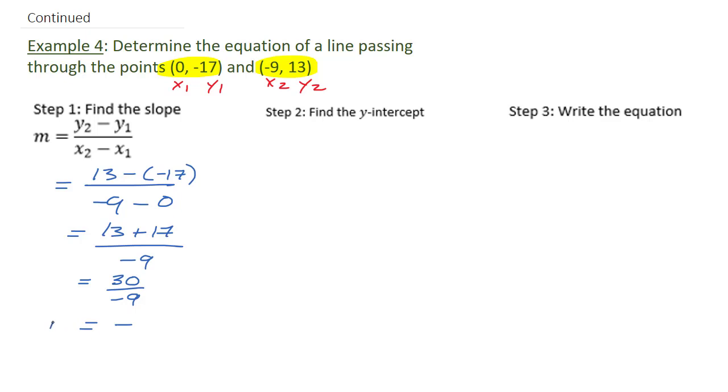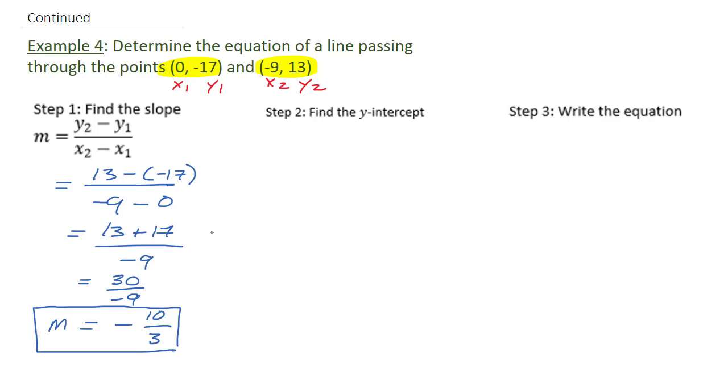Whenever we have a negative on the bottom, you are expected to always move it to the front of the fraction. We never leave negatives on the bottom of the fraction, okay? And 30 and 9, we can reduce by dividing them both by 3. 30 divided by 3 is 10. 9 divided by 3 is 3. So our slope is -10/3.